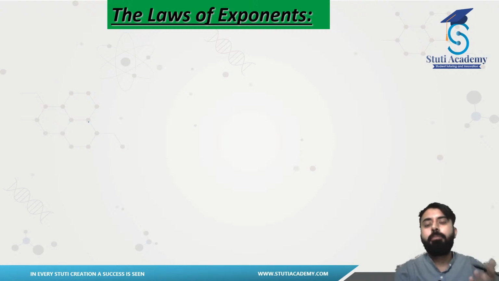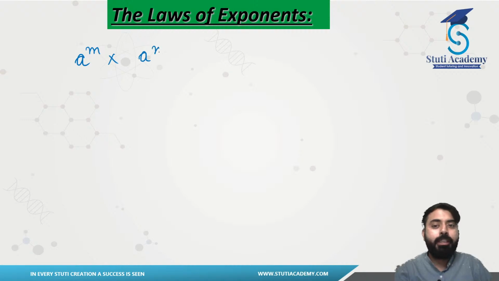So we have major laws which are like this. If I have any base a which has any power m, and it has to be multiplied with any base a and any power n, you see the bases are same, then their powers will be added. So it should be a raised to power m plus n.